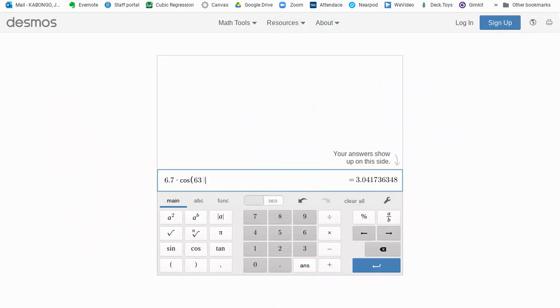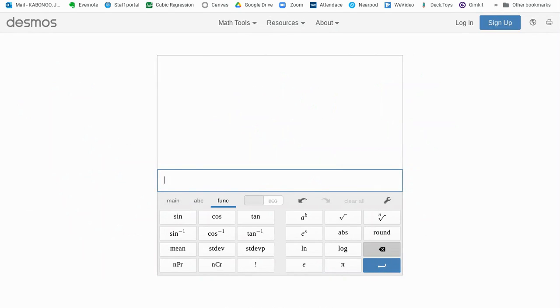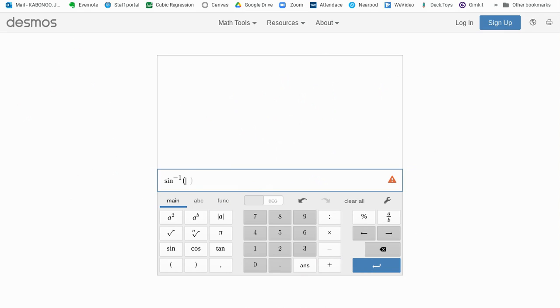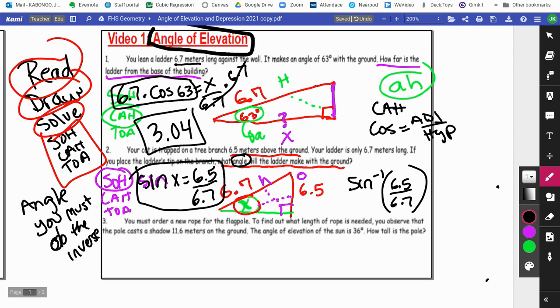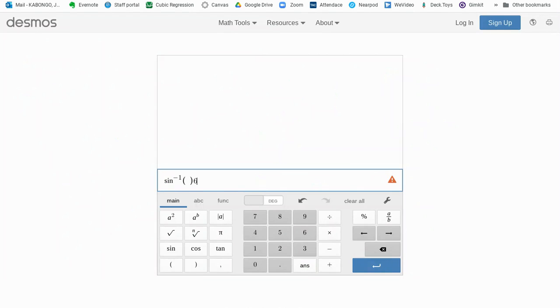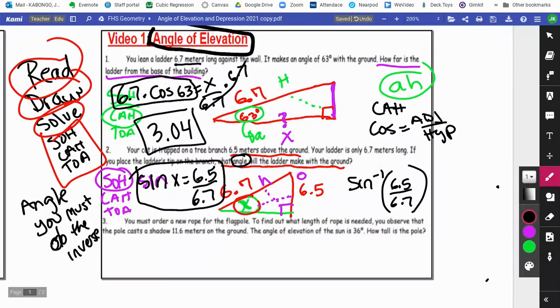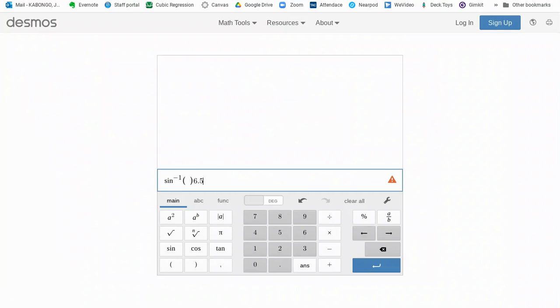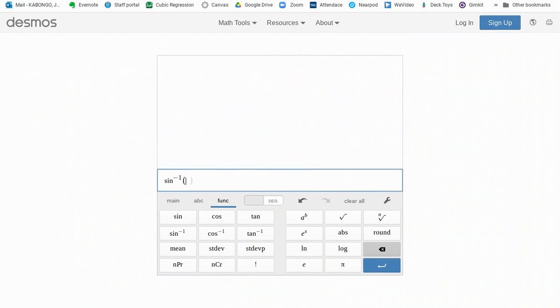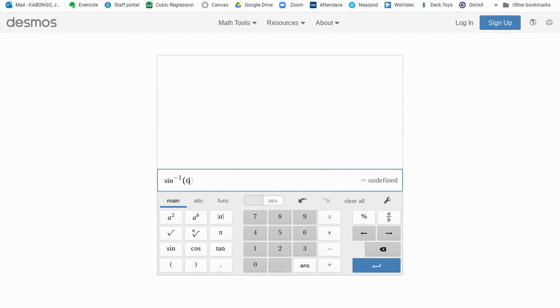Let's go. All right, let's clear this. Inverse, you have to go to function right here. You see sine inverse, then you put your number. What are my numbers? We said 6.5 over 6.7. Function, sine inverse, 6.5 over 6.7. The answer is 75.96.